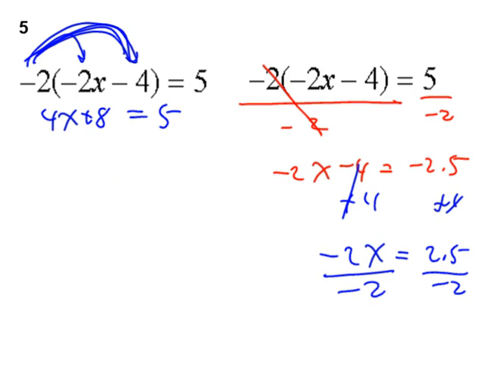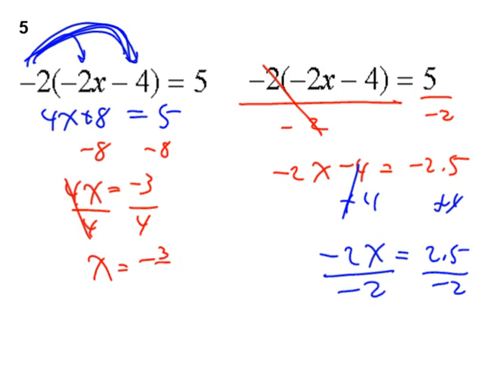Oh, well. Thank God it's not live. Subtract 8 from both sides, and I'm going to get 4x equals -3. Divide both sides by 4, and x will equal -3/4 or -0.75. Hopefully I did this one right.